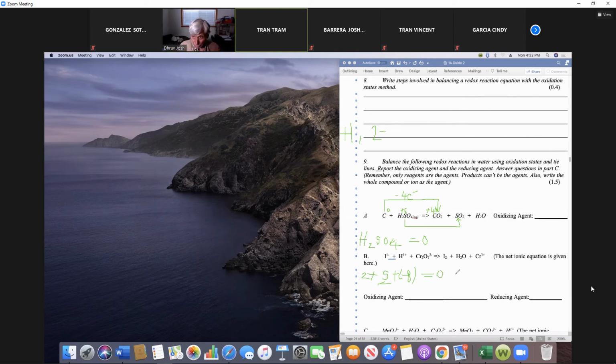S or 5? S. This is sulfur. S for sulfur. Okay, so 2 plus S plus negative 8 equals 0. If you want to rewrite it as a mathematical equation, you could do 2 plus x minus 8 equals 0 and solve for x. You can write X or Y or whatever you want instead of S. If you don't like S, because it looks like 5 to you.